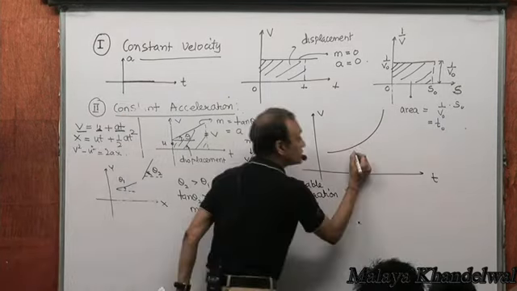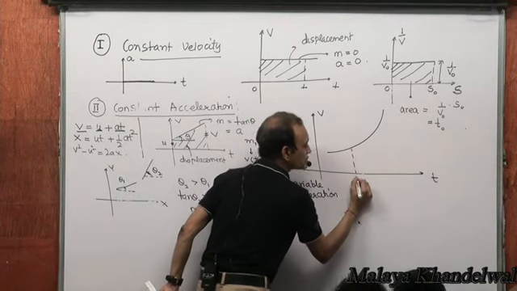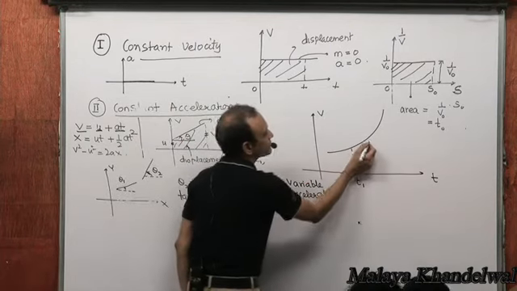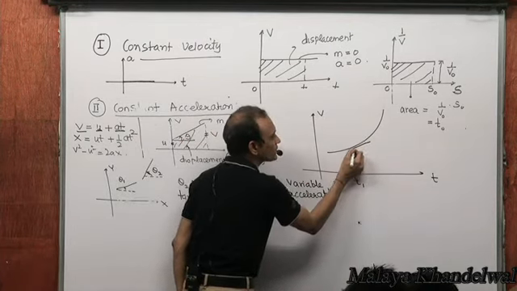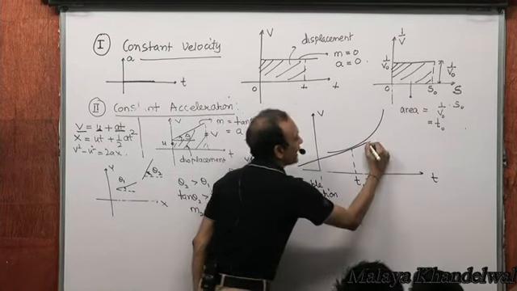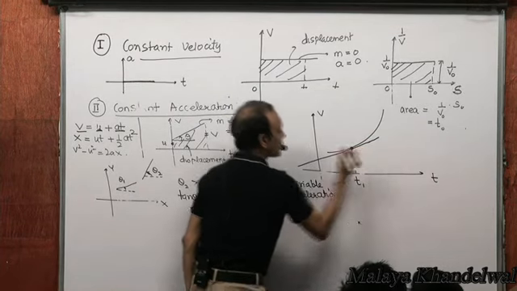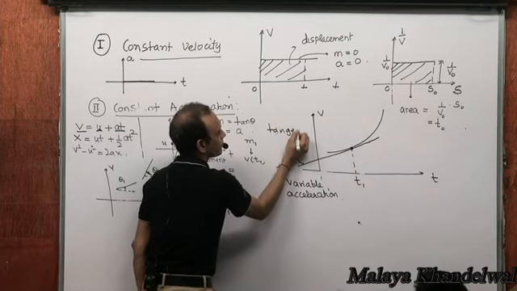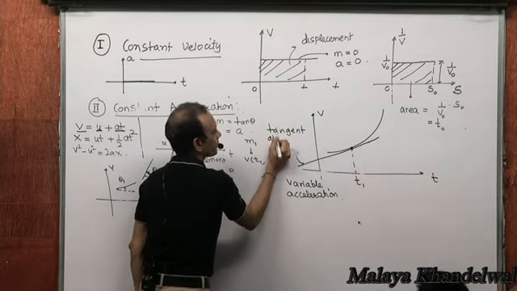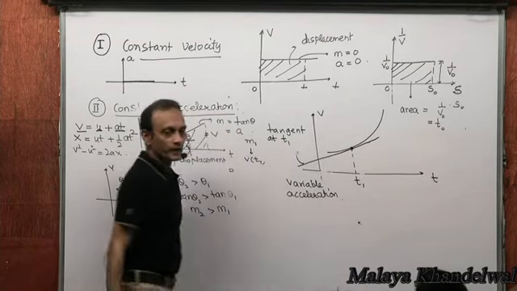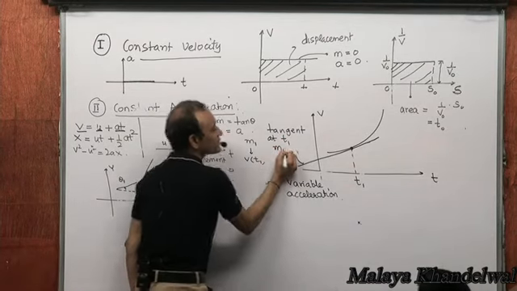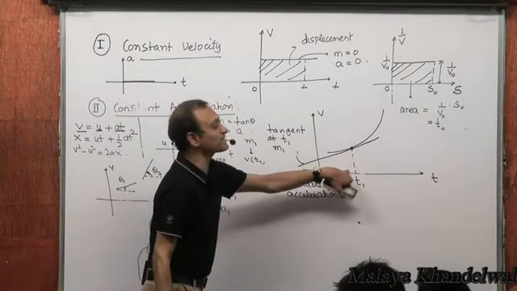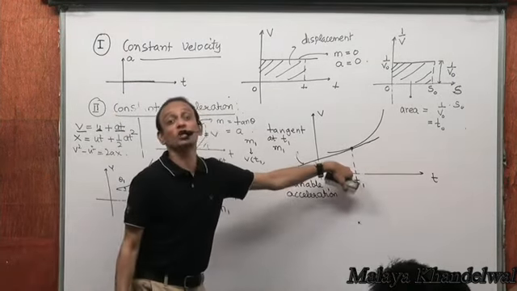So in this case, if at an instant of time t1 I have to find the acceleration, then the acceleration will be given by the slope of the velocity time graph. That means this is the tangent drawn at t1, and its slope is m1. And this m1 will give me the acceleration at t1, the slope of the velocity time graph.